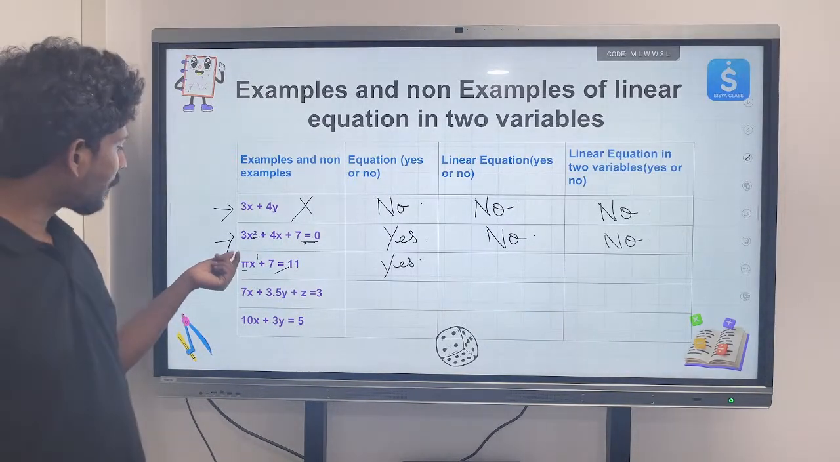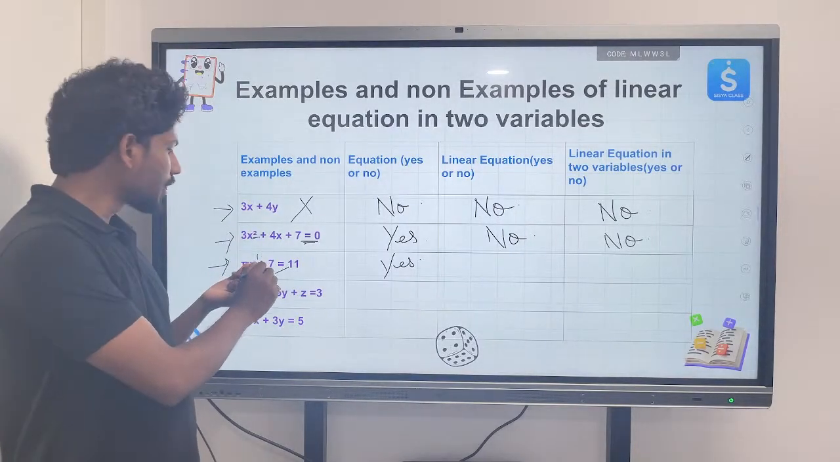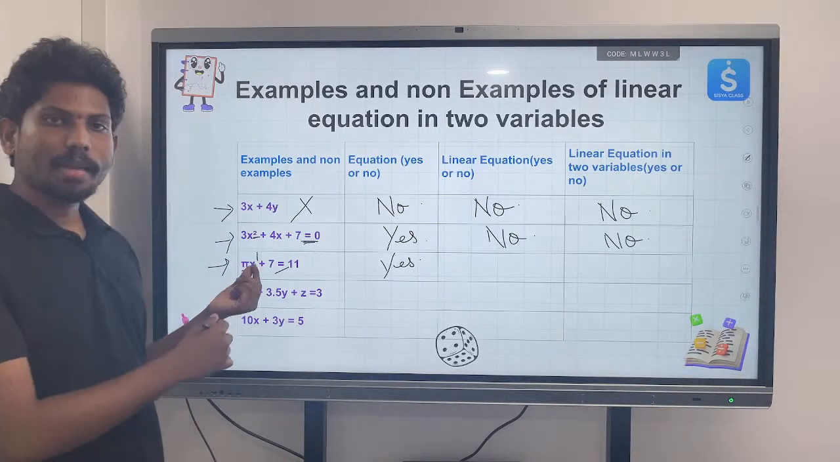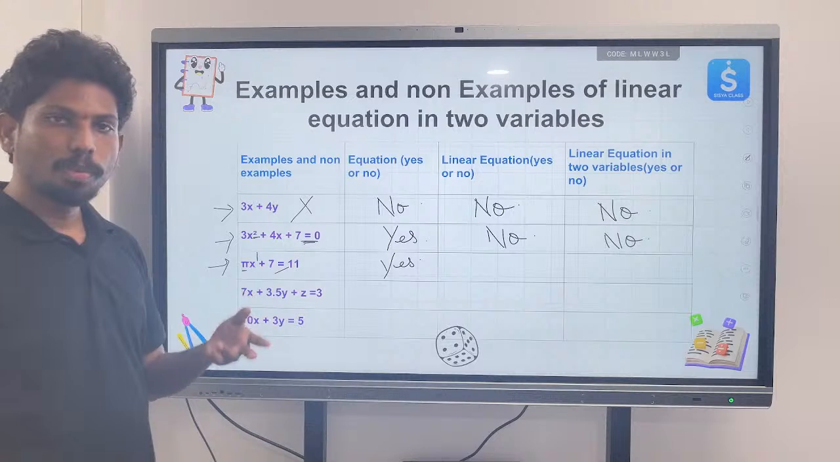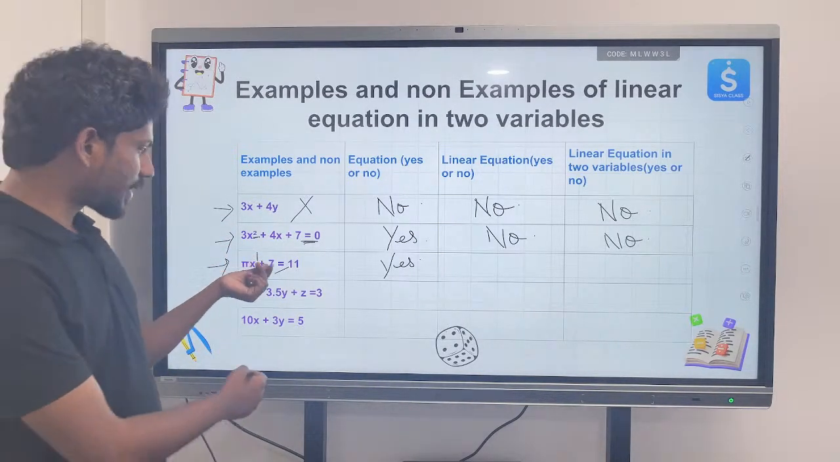Right? I have just said the power of x should be 1, right? But it has satisfied the power. Here the coefficient of x can be any real number. It might be pi, it might be 2, 2.57, 3.33, anything, any number. It can be any number.